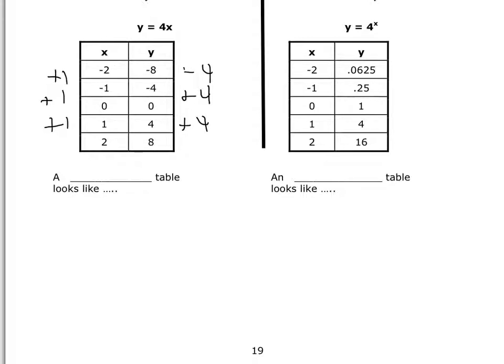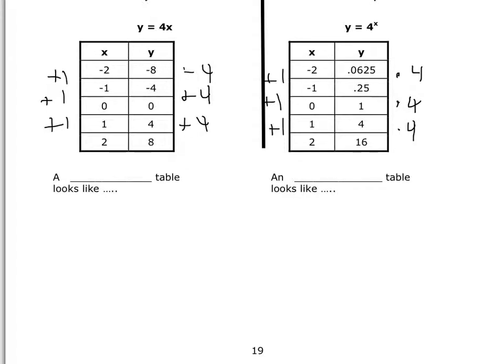Let's look at the other table. You'll notice that the x values go up by 1 every time over here. But what happens over on the y column? You aren't adding every time. You're actually multiplying. So to get from 0.0625 to 0.25, you multiply by 4. You're going to multiply by 4 on all these.